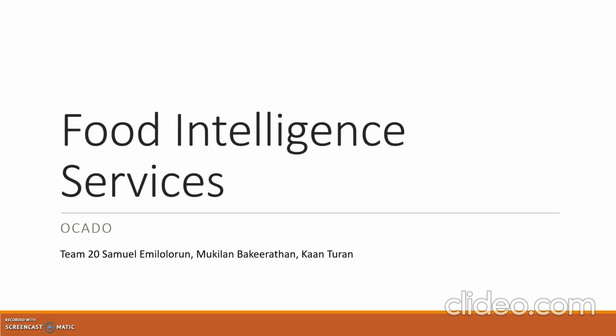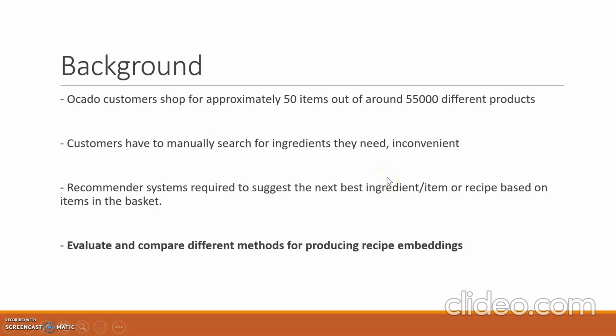Hi, we're Team 20. Our project is called Food Intelligence Services, and we are working for Ocado. On the Ocado website, customers normally have to shop from a wide range of different products, and our aim here is to reduce the number of manually searched ingredients by investigating different methods for producing recipe embeddings that can then be used in recommender systems.